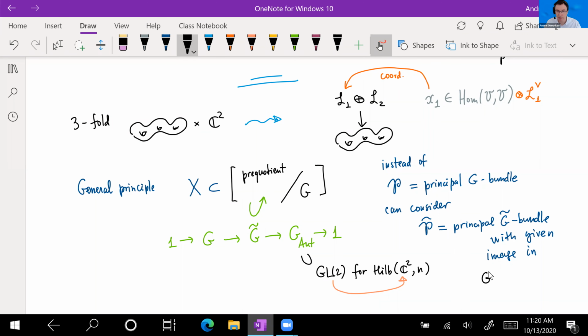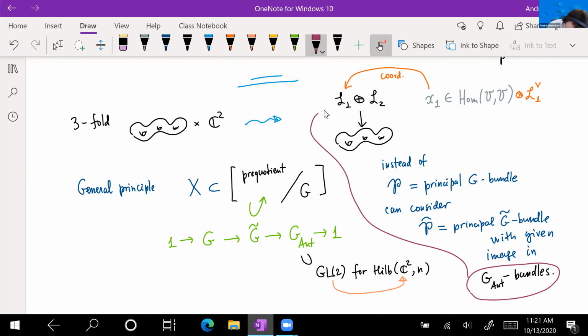We twist not by just the group by which we quotient, but by a bigger group. But we fix the image in G automorphism bundles, or we can also integrate over that, right? So when we take GL2, then we can in principle make an arbitrary rank 2 bundle over a curve. That will be an example of that GL2 bundle.